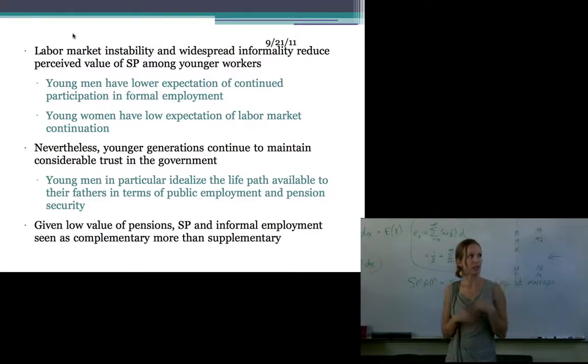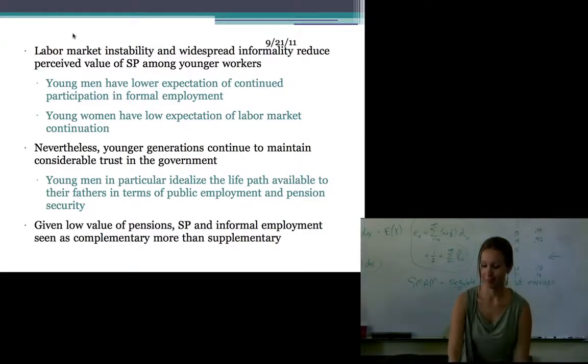On the other hand, people maintain a lot of trust in the government and the sort of ideal of having this education to retirement social welfare system, even though it's not really enough to stay. So that's how far I've gotten.